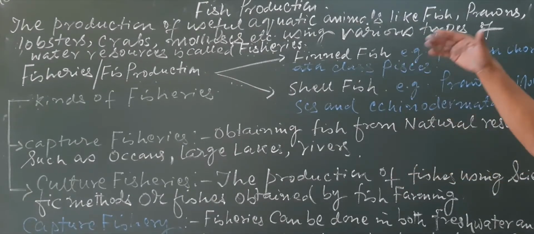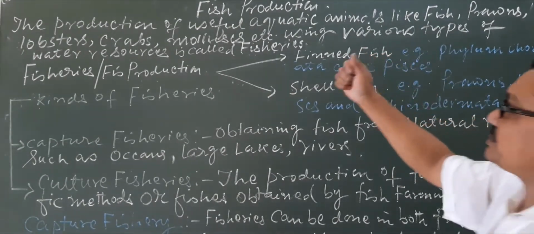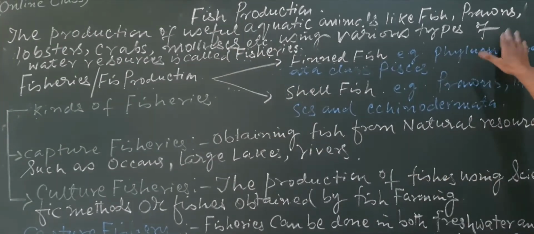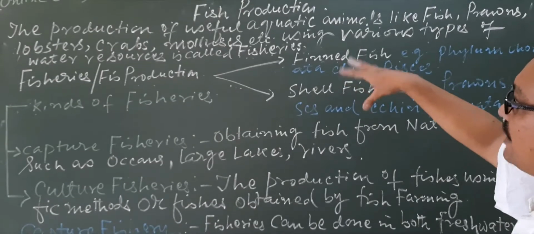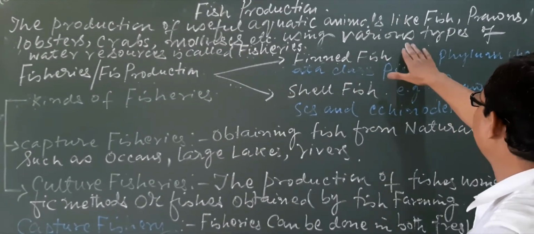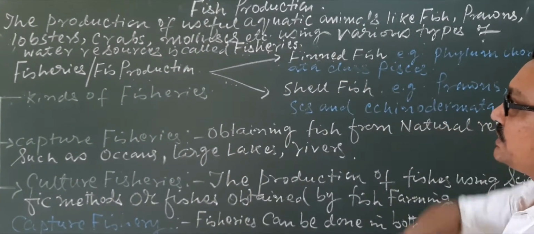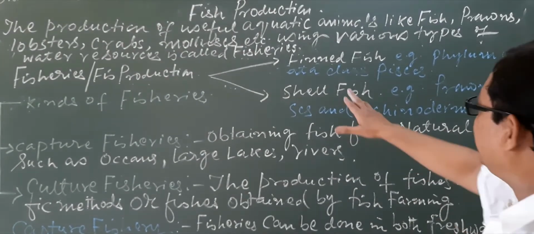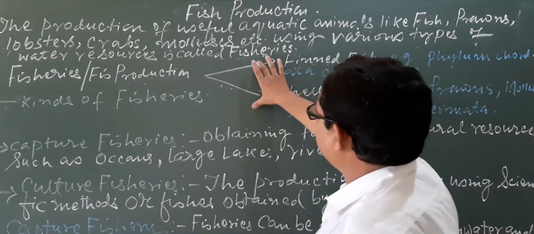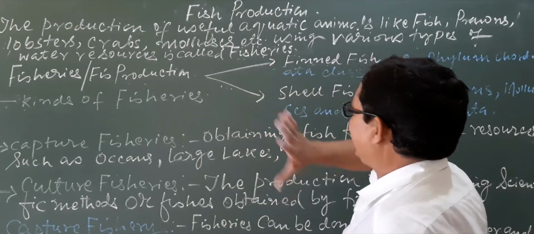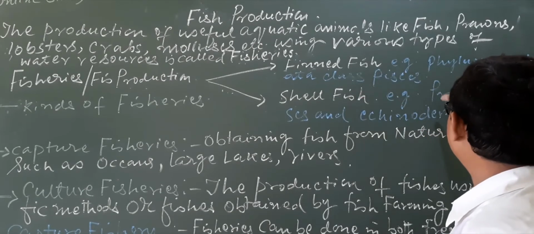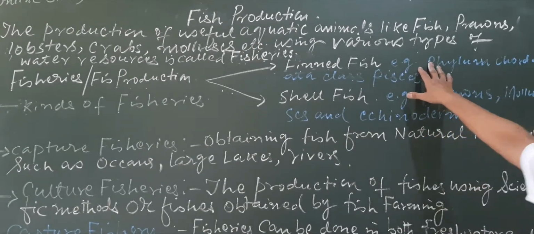Now look at fish production. The production of useful aquatic animals like fish, prawns, lobsters, crabs, mollusks, etc., using various types of water resources is called fisheries or fish production. Here there are two different types of aquatic animals. The first one is the finned fish, which is the main fish we are talking about, like the pisces.